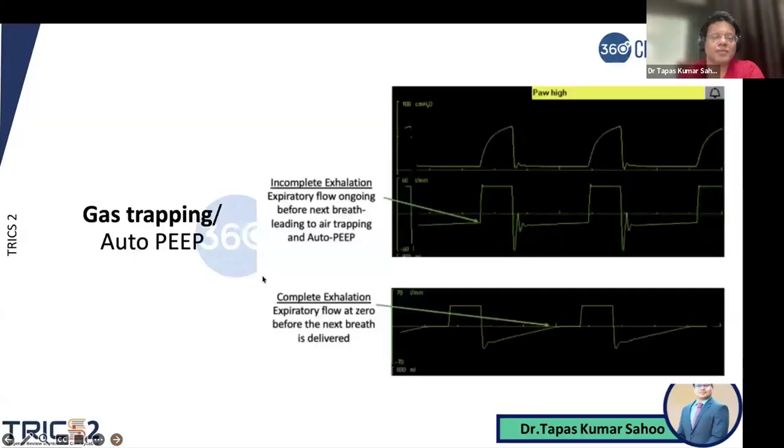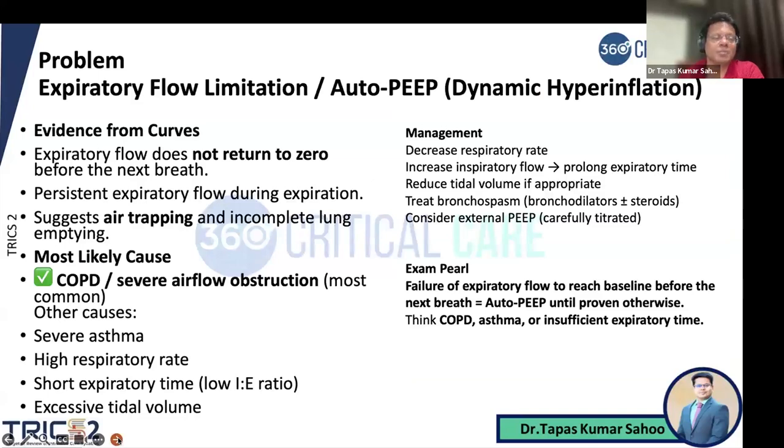Here I am dealing with gas trapping or auto PEEP. Now there is incomplete exhalation happening. Expiratory flow is ongoing before the next breath, leading to air trapping and auto PEEP. Now in case your patient is having complete exhalation, the expiratory flow would be at zero before the next breath is delivered. Clear?